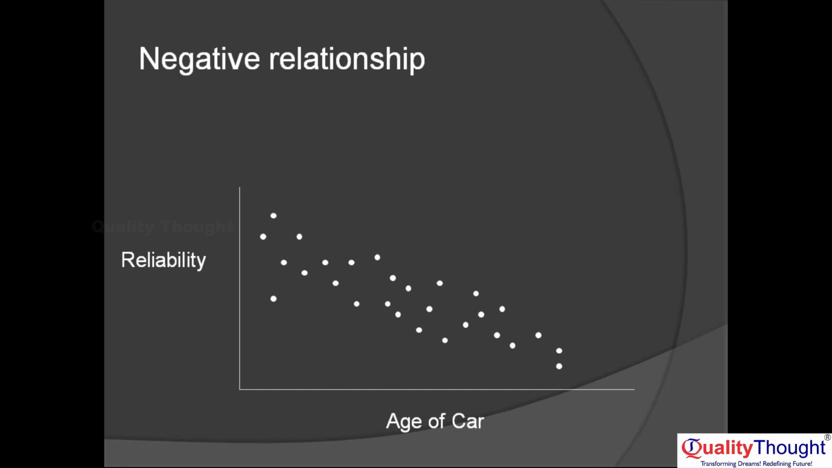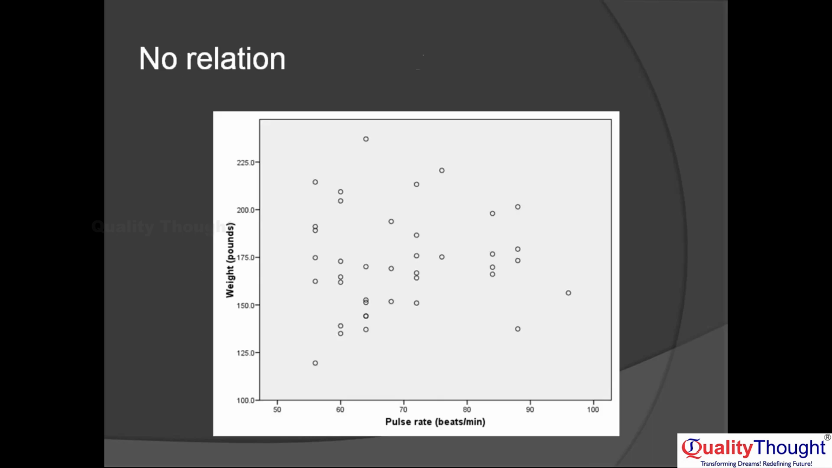Okay. So can you please take a look at this part? Pulse rate and the weight. Is there a relation between the pulse rate and the weight? Guys, is there a relation? No, there is actually no relation. That's why all the plotted points are completely scattered. Understand?